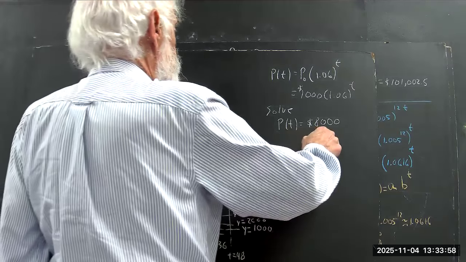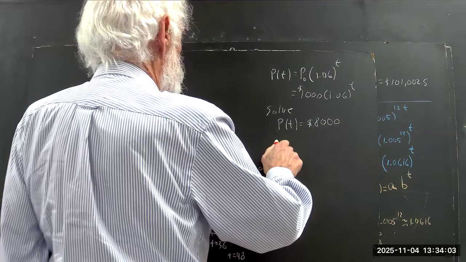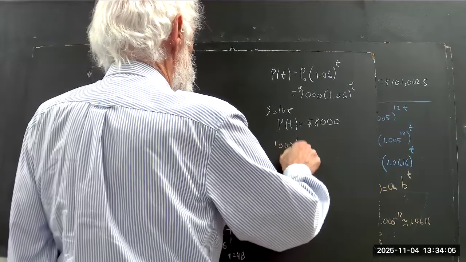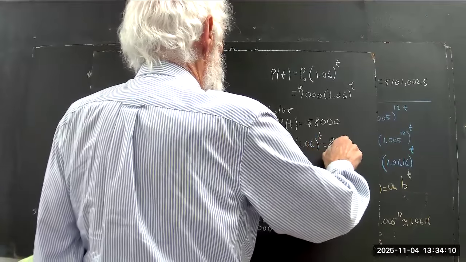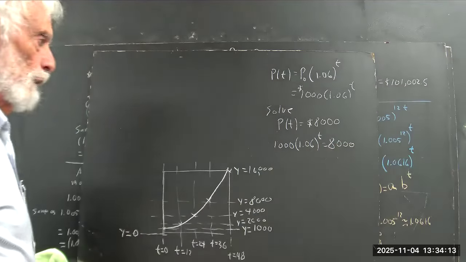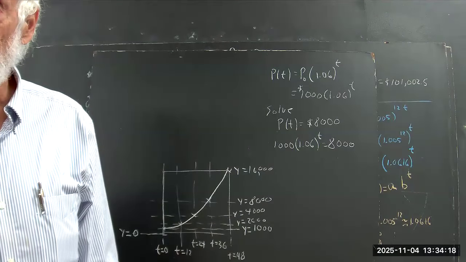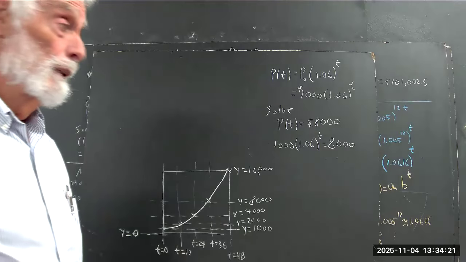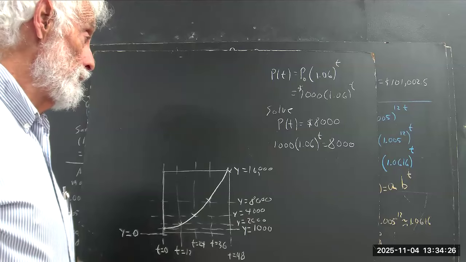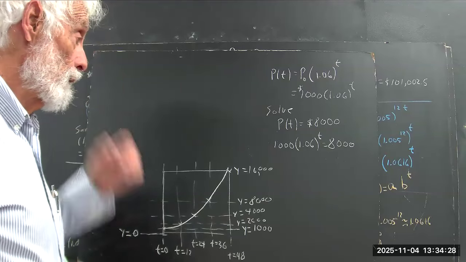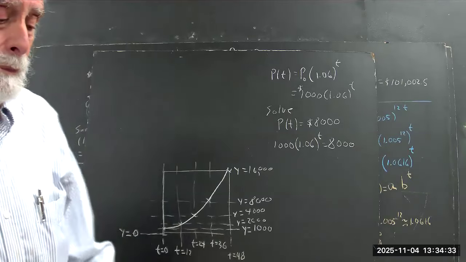Well, solve P of t equals $8,000 means 1,000 times 1.06 to the t equals 8,000. Make sense? What's the first thing you're going to do with this equation?